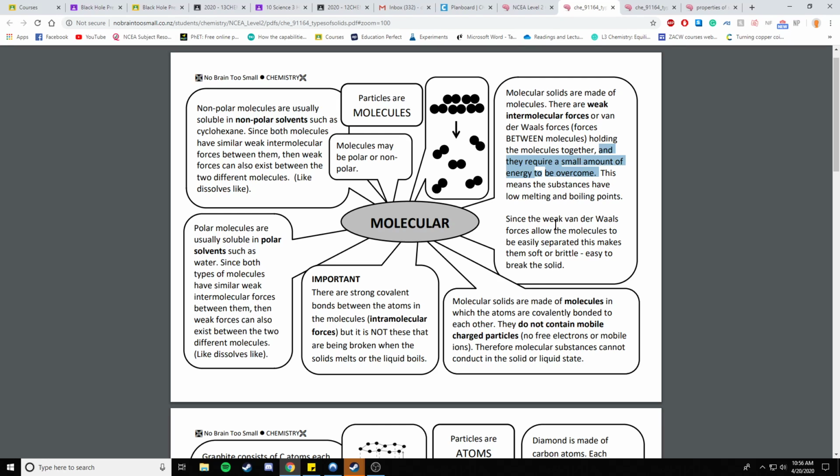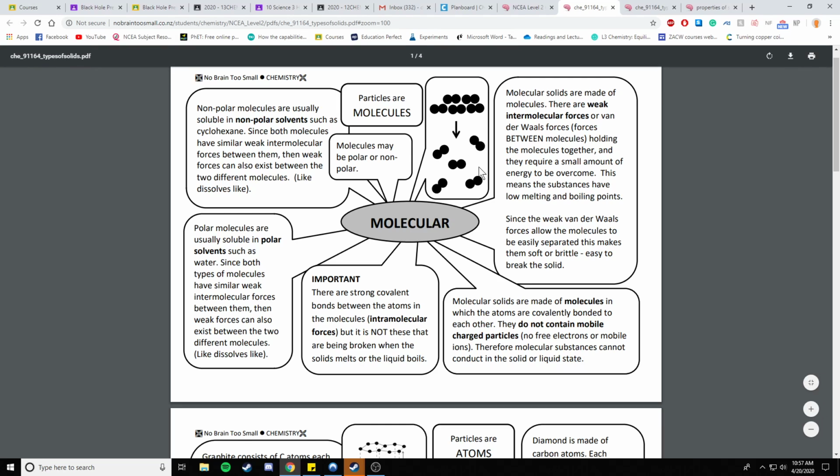Okay? They do not contain charged particles, no electrons or ions, so they do not conduct electricity as a liquid or a solid. Very important, there are strong covalent bonds between the atoms of the molecules, intramolecular forces, but these are not being broken when the solid melts or boils. Each molecule is just separating from all the other molecules.